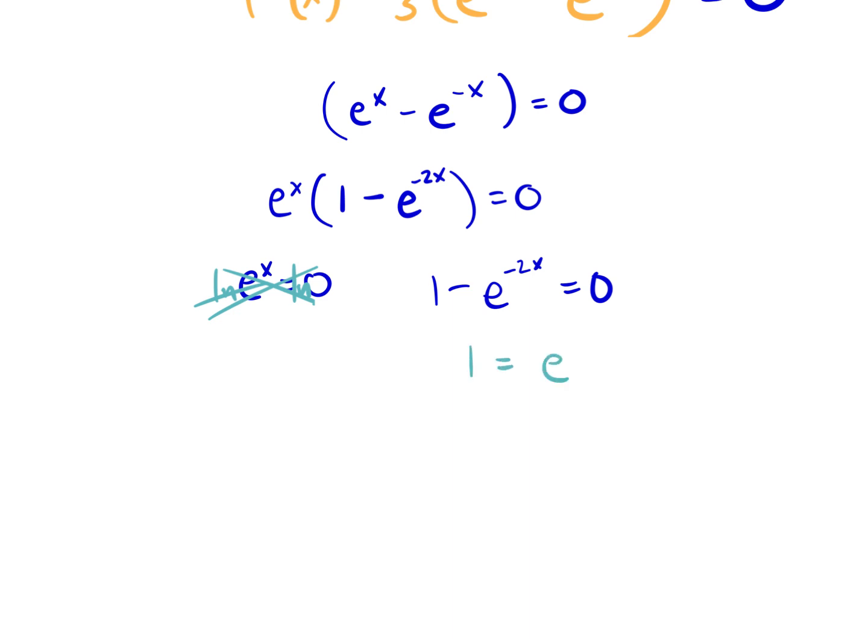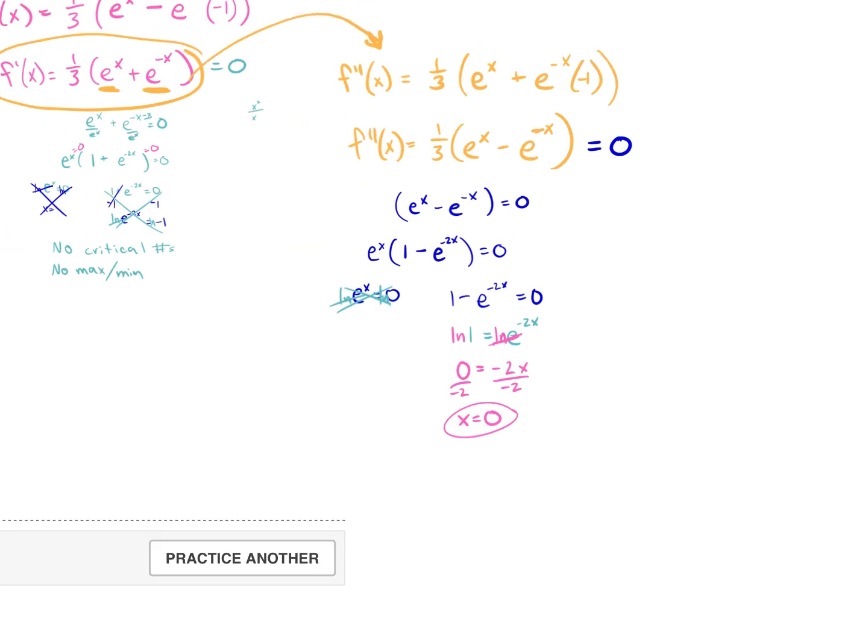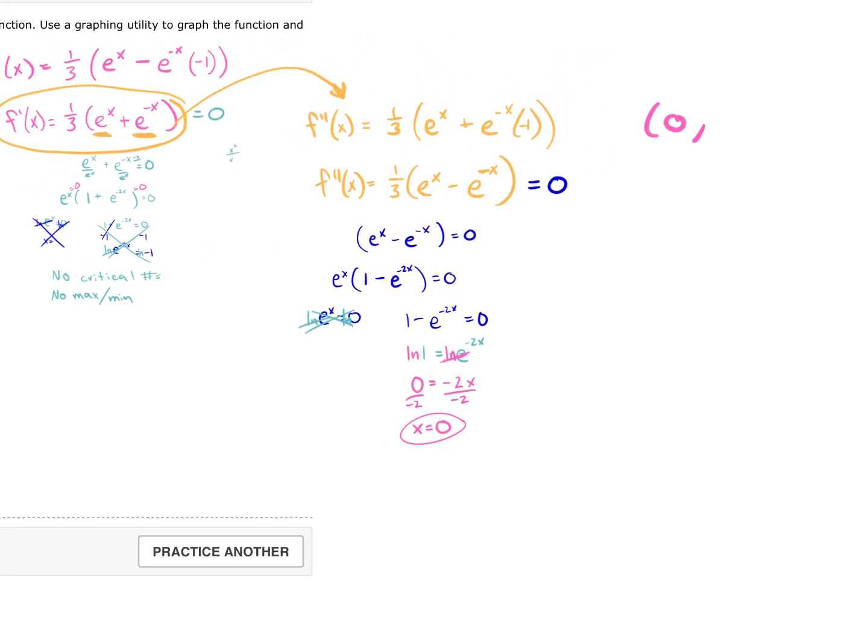So I have 1 equals e to the power of negative 2x. We can take the ln of both sides here. Can I take the ln of 1? What is the ln of 1? If you don't remember it, put it in your calculator. What's the ln of 1? 0. The ln of e cancels, so we're left with 0 is equal to negative 2x. Divide both sides by negative 2. X equals 0. So that would be our x value in our inflection point.